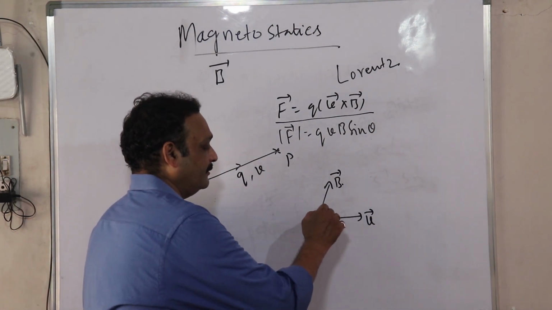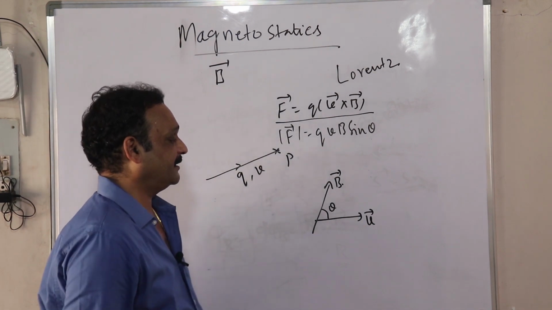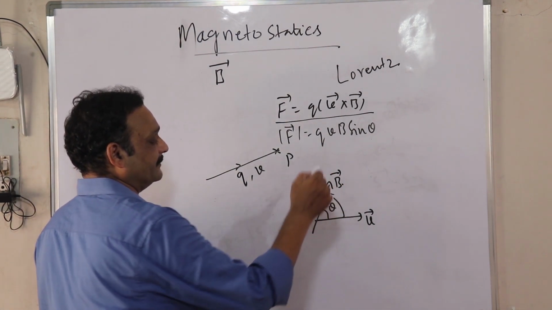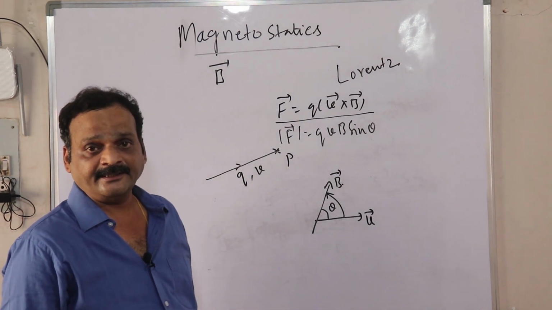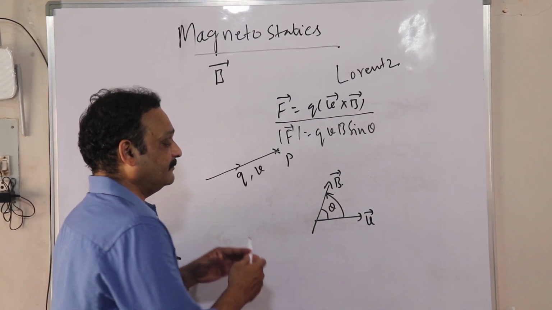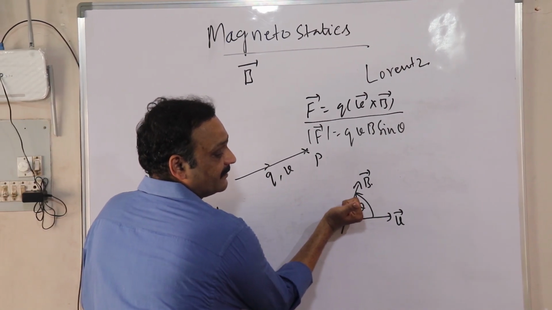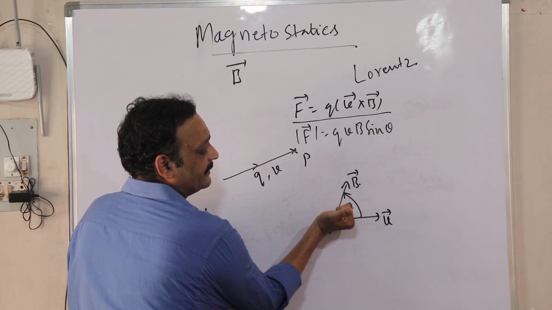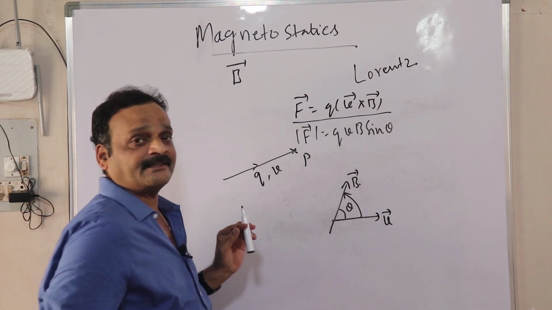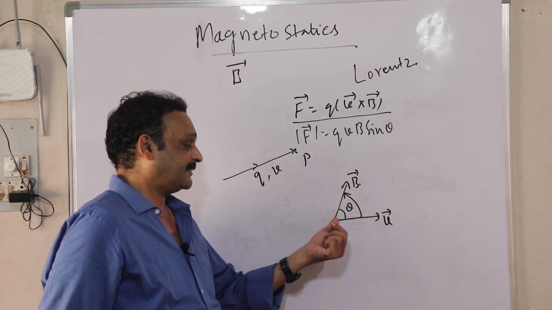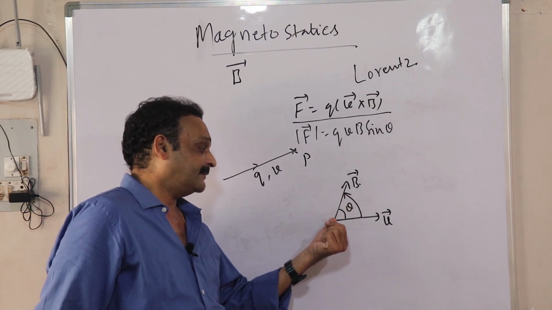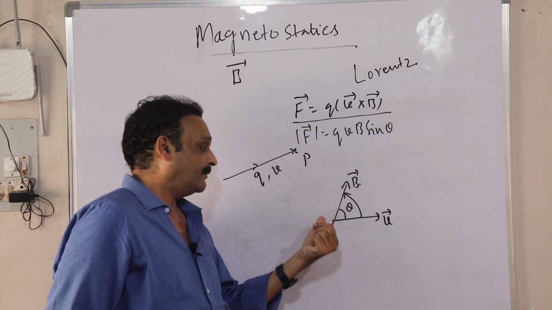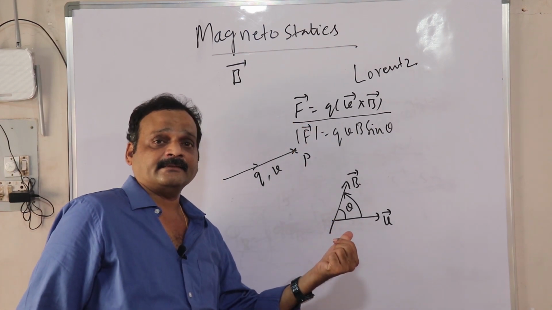The angle between them is theta. How do we take the direction? v × B means close your right hand fingers from v to B. The thumb will give you the direction of the resultant. If you close your right hand four fingers from v to B like this, the thumb gives the direction of the resultant of v and B, which here is of course the force. It will be pointing out of the board like this.